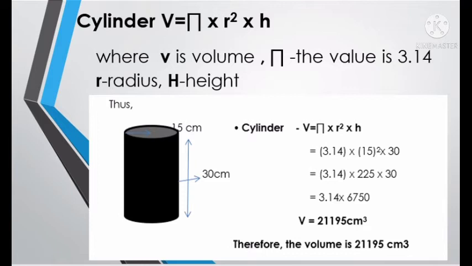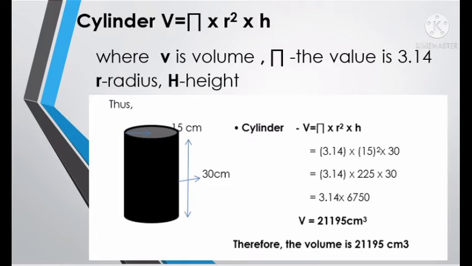So in the figure here, the radius is 15 and the height is 30. You just have to substitute pi, 3.14, times the radius squared, 15 squared, times the height, 30. Where do we get 225? It is from r squared: 15 times 15 equals 225, times the height, 30.